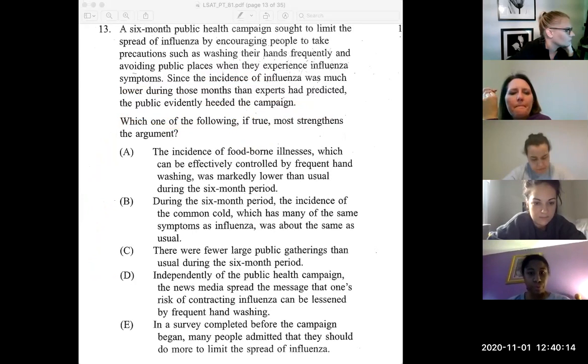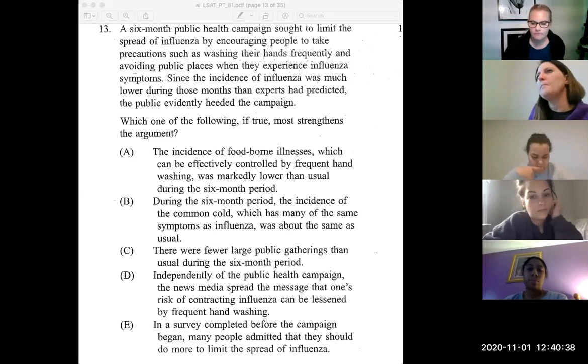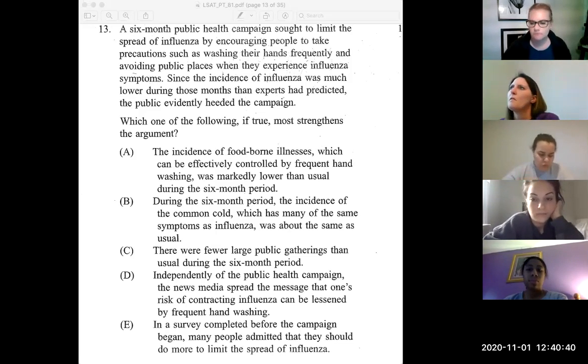Independently of the public health campaign, the news media spread the message that one's risk of contracting influenza can be lessened by frequent hand washing. That doesn't strengthen it, Cora, because that almost weakens it by saying, how do we know that it's this public campaign that did it and not the news media that did it? Mm-hmm.